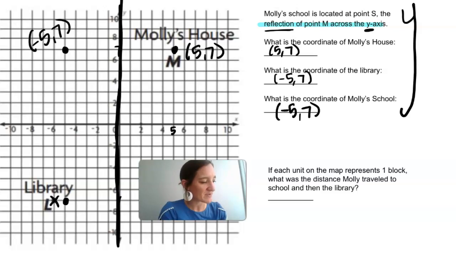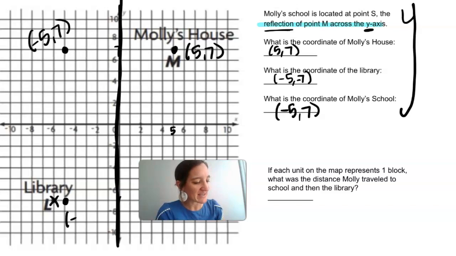Oh, did you catch my mistake right there? I wish you guys could yell at me. The library is at negative, negative. Oh, how many of you have already come up to tell me my mistake? Thank you. I may or may not have given you a fruity. I may have been like, just deal with it because I always make mistakes. No. All right. Last question.